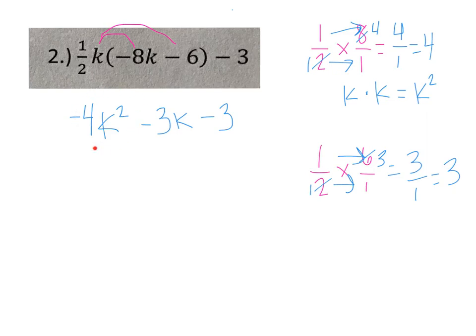Yep. So the k squared can't be combined with the k because one has an exponent and one doesn't. And then you have your constant. So again, you could totally rearrange these and have them in a different order as long as you're remembering to attach those negative signs on. But otherwise, that is all we can do. And there would be our answer.